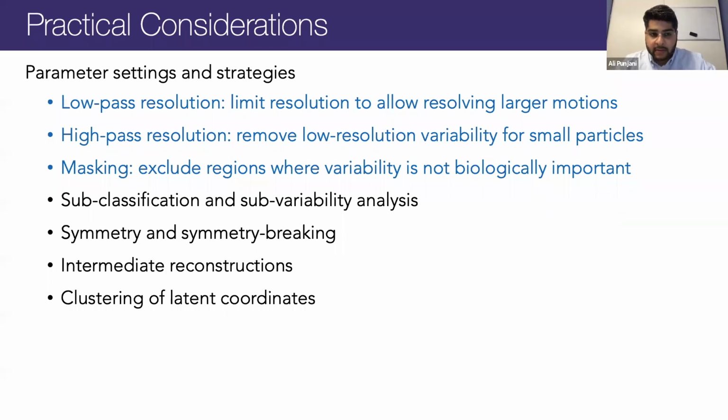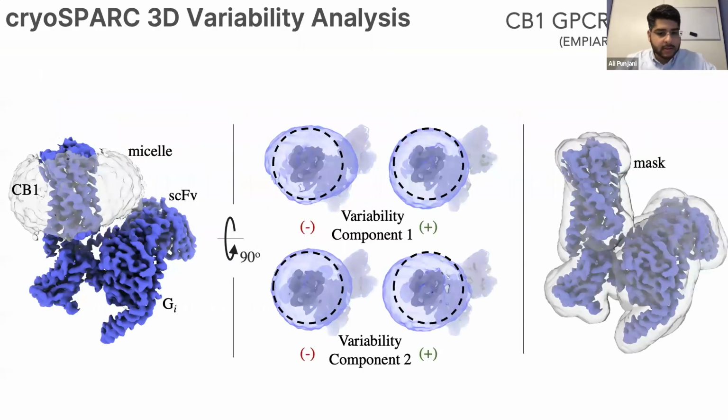Finally, masking is probably the most important thing. The way the algorithm is built, supplying a mask allows you to include or exclude regions where the variability that may be present in terms of the real space structure of the protein is not biologically important. A perfect example of this is with membrane proteins where you don't really care about what's happening in the micelle. So for example, this first example I'm going to show is a GPCR complex, a cannabinoid GPCR complex, a public data set that's available to download.